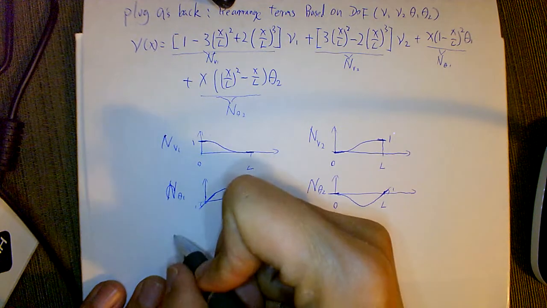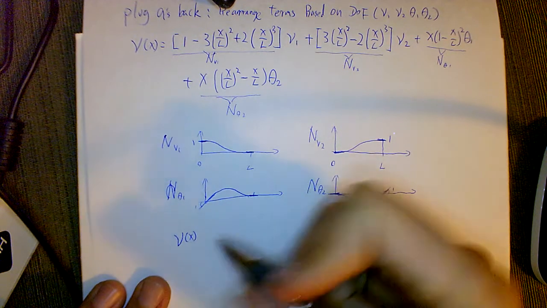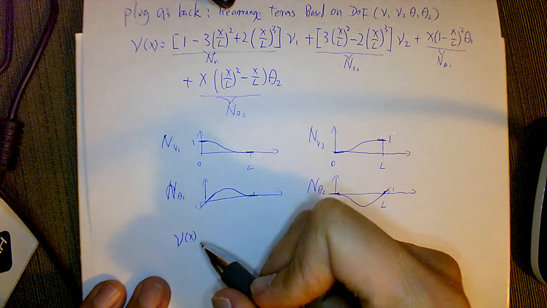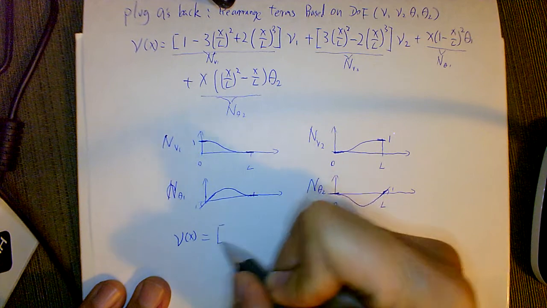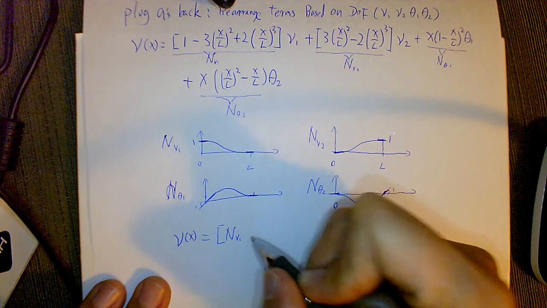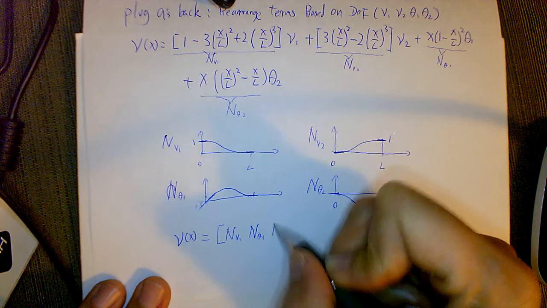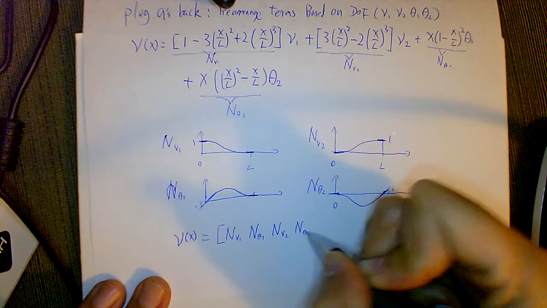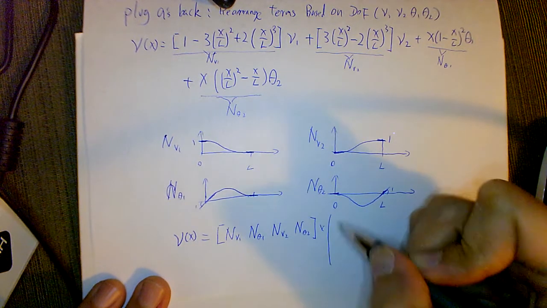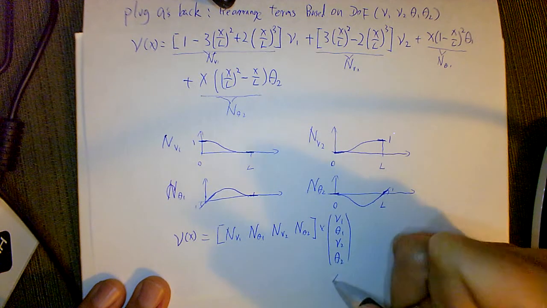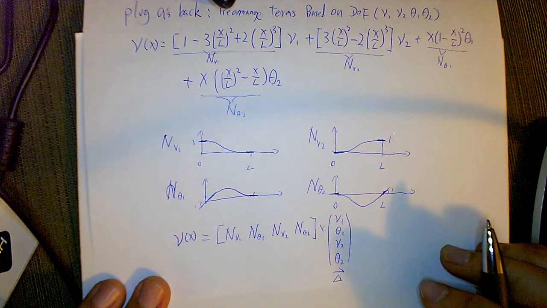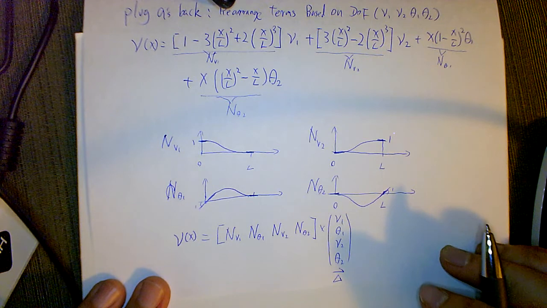But more important now, the Vx of the beam, I can write as NV1, N theta 1, NV2, N theta 2 times V1, theta 1, V2, theta 2, which this guy is just our delta. Yeah, that's it.